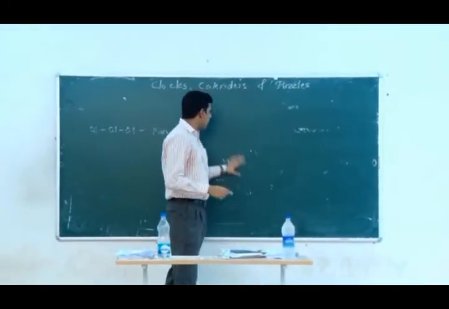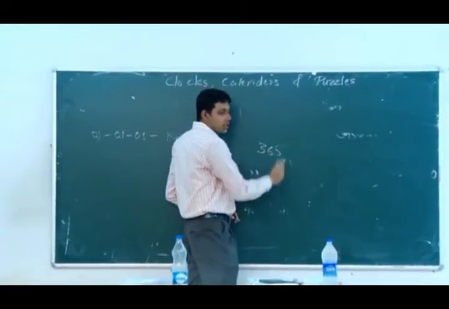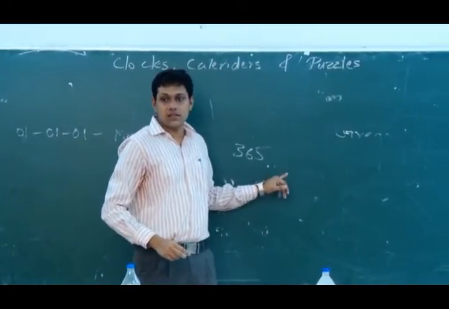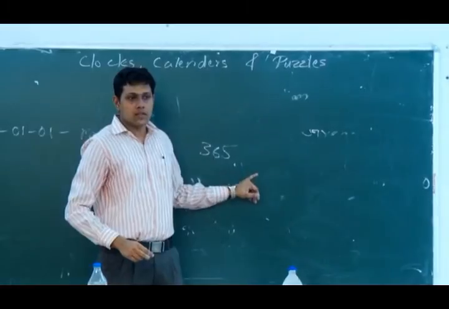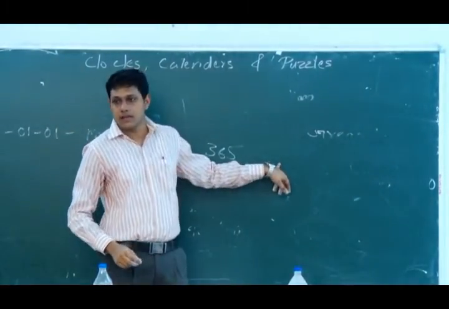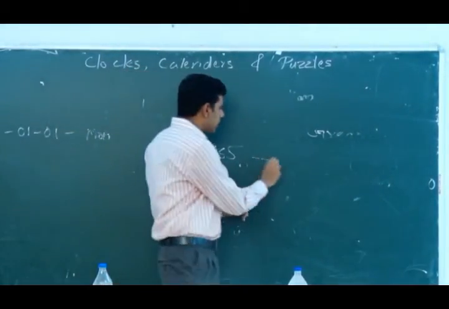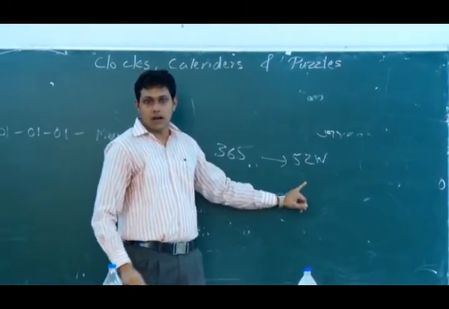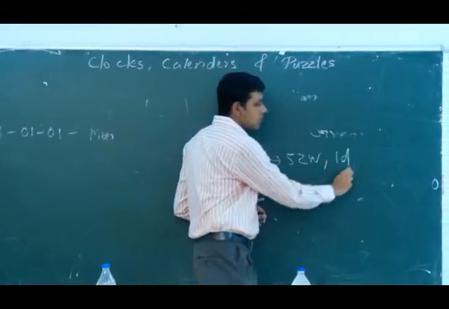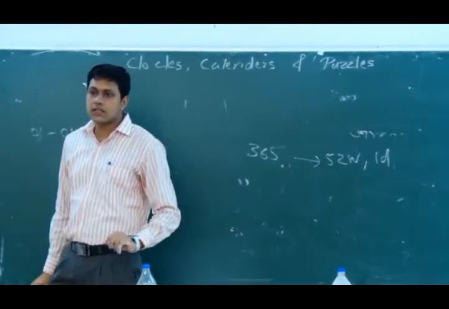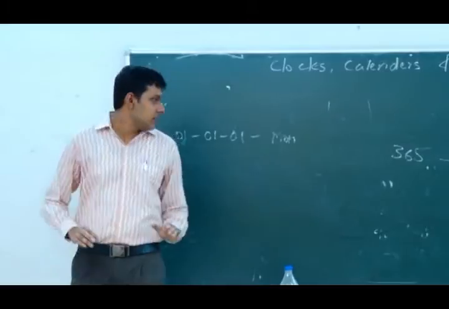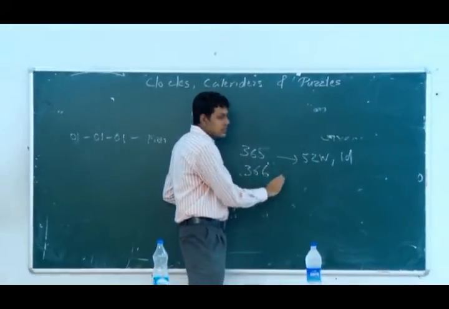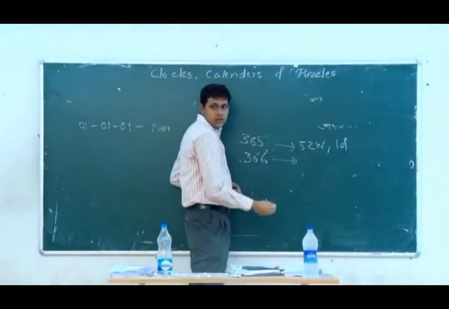Okay. Now I have said that we have 365 days in a particular year. How many weeks are there in 365 days? 365 divided by 7, that is 52 weeks, plus there will be one remainder. So 52 weeks and 1 day extra will be there. Next, what about a leap year? 366 days. So we will have how many weeks?